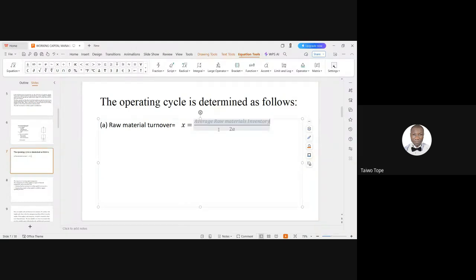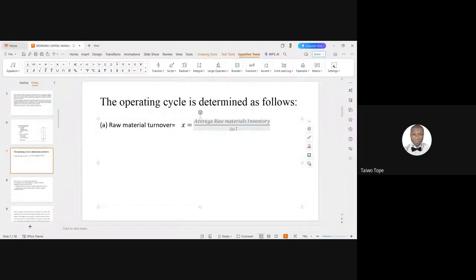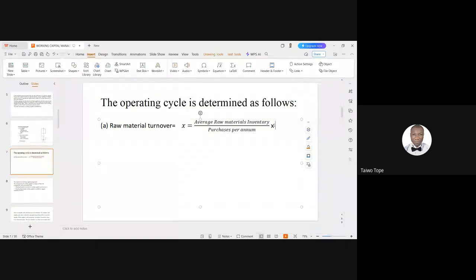Average raw material inventory divided by what? Divided by purchases per annum. So raw material turnover is average raw material inventory divided by purchases per annum, multiplied by 365 days.